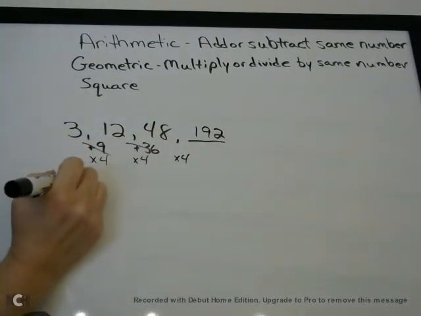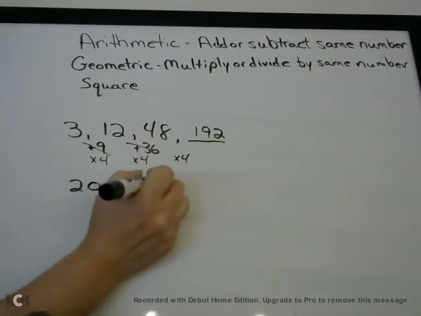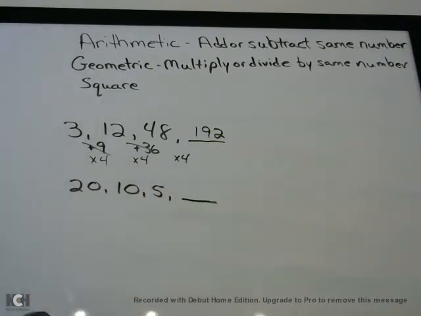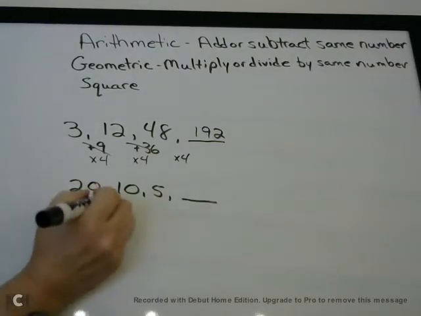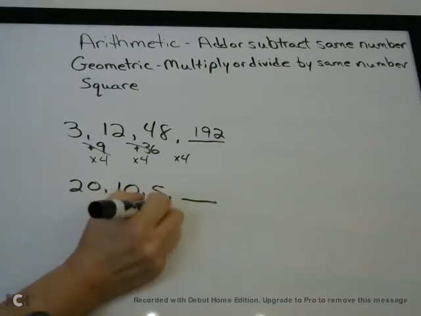Let's say we had 20, 10, and then 5. What's the next number? Again, I would always start by asking, is this arithmetic? To go from 20 to 10, we had to subtract 10. To go from 10 to 5, we had to subtract 5.